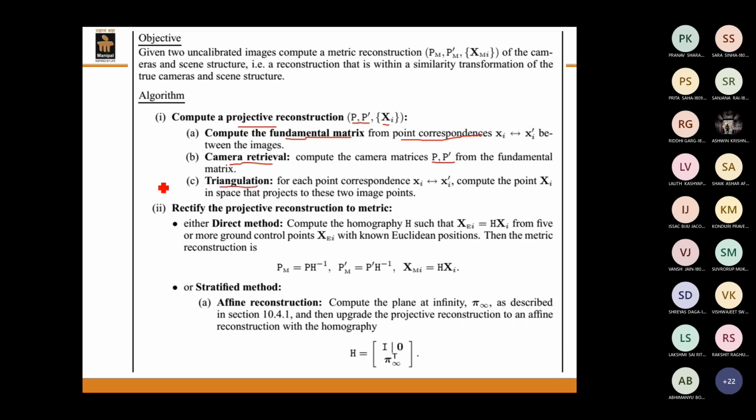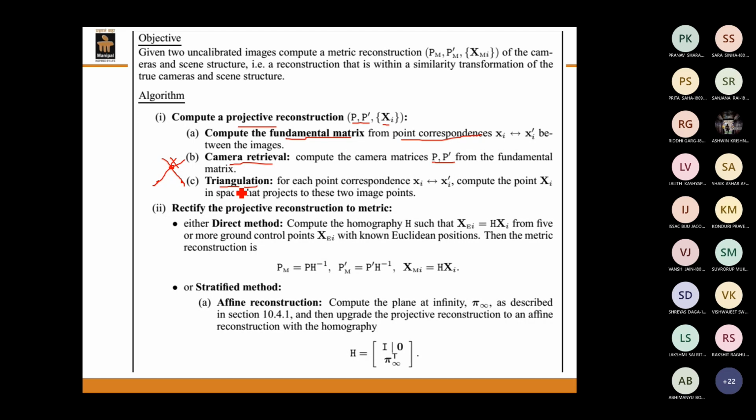In the sense, if you have two image points x and x dash over here, we back project these according to the pinhole camera projection model, and the point of intersection gives us the 3D point, right? So these are the different steps involved in the projective reconstruction.